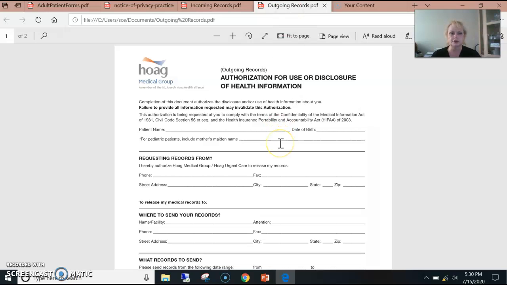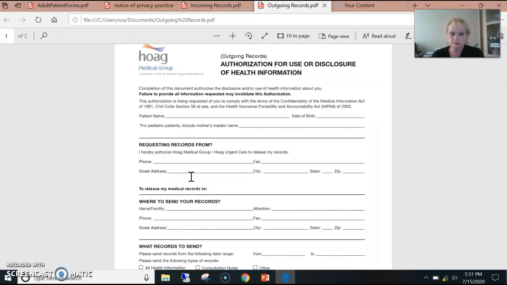And then for outgoing records, this is where you're sending something out to another provider on behalf of the patient. So you have to fill out the patient's name, date of birth, and who you are sending the information to. Which doctor? Here, this would be which Hoag location you're sending information from and to. And then the rest of it is similar to the first form I showed you.